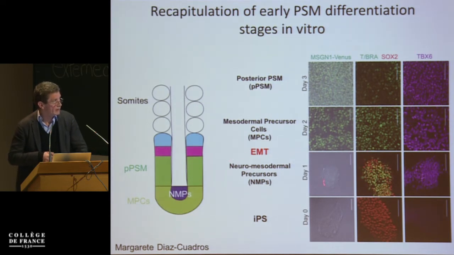And so if you look at the colonies, for instance, at this stage, cells are essentially epithelial, like in the epiblast. And then between day 1 and day 2, they massively become mesenchymal, which means that they undergo an epithelium to mesenchyme conversion, which is very much like gastrulation in the embryo.